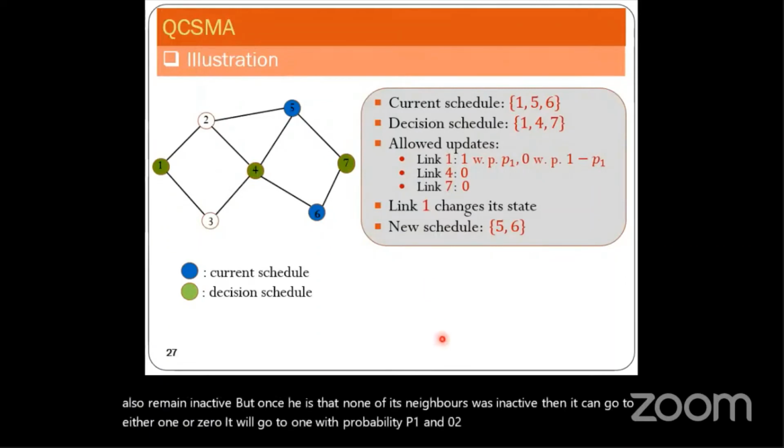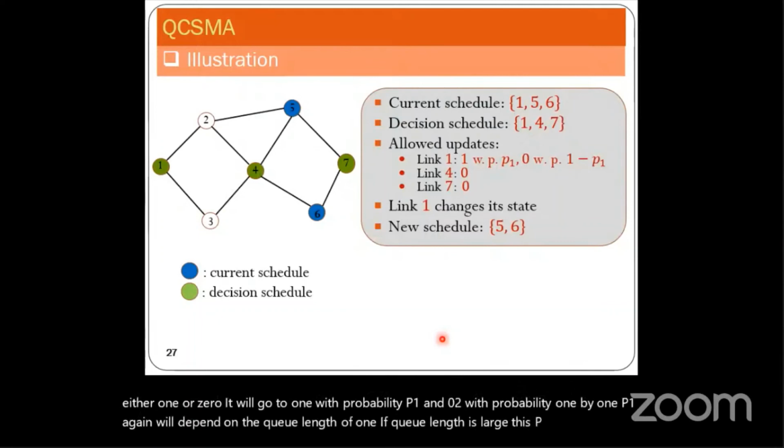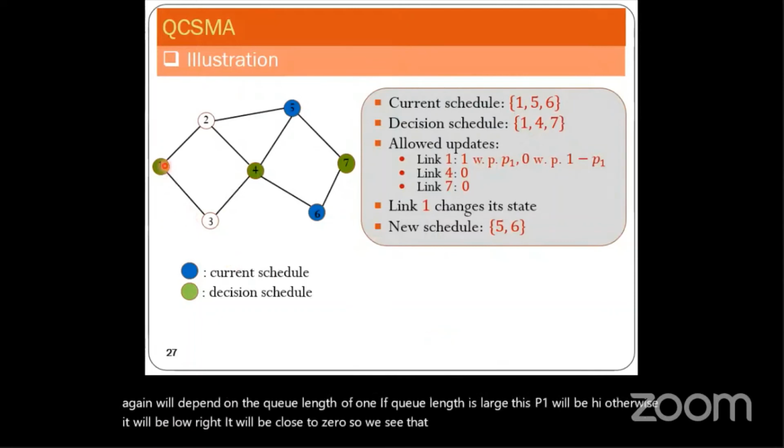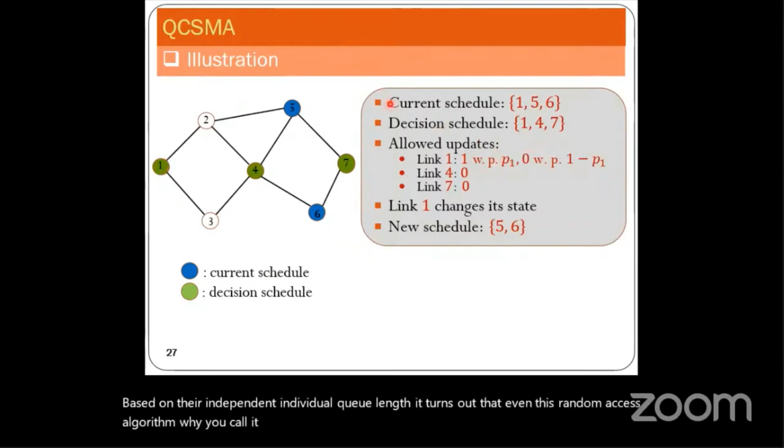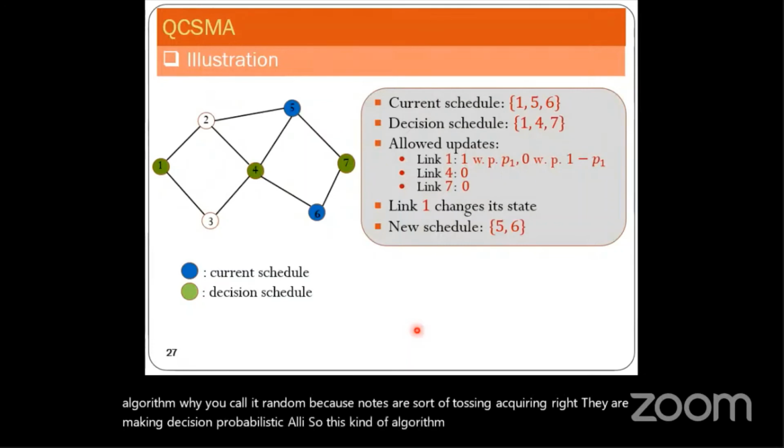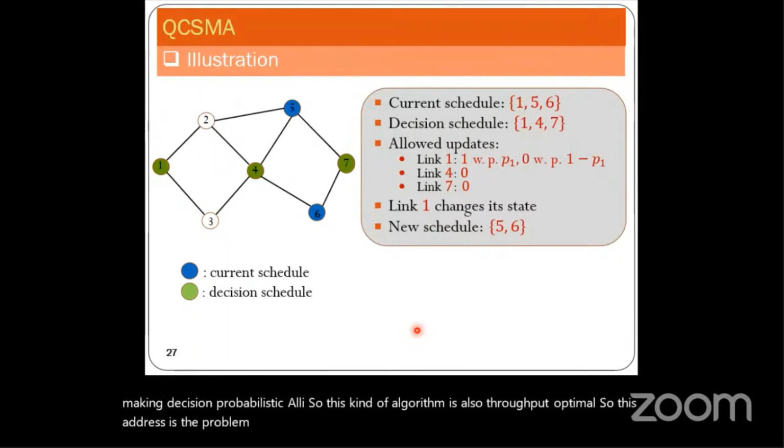It turns out that even this random access algorithm, why do you call it random? Because nodes are sort of tossing a coin, right? They are making decisions probabilistically. So this kind of algorithm is also throughput optimal. So this addresses the problem that was being posed by max weight for ad hoc networks.